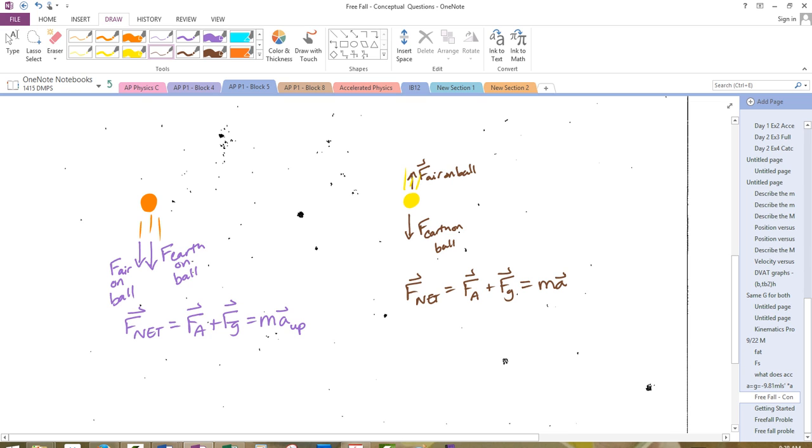So I'm going to write this as FG minus FA is equal to M times A on the way down. And I'm going to write this as FA plus FG is equal to M times A on the way up. So just based on this, what can you tell me about the accelerations? They're different.